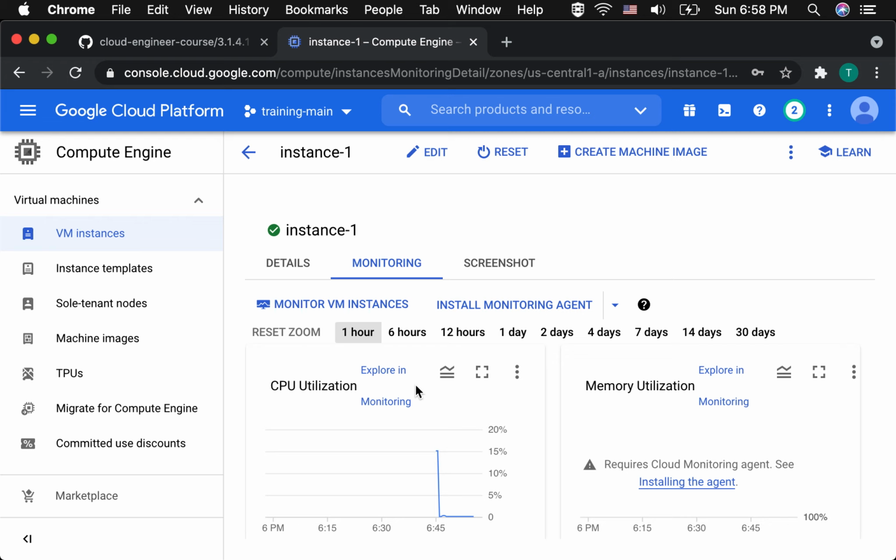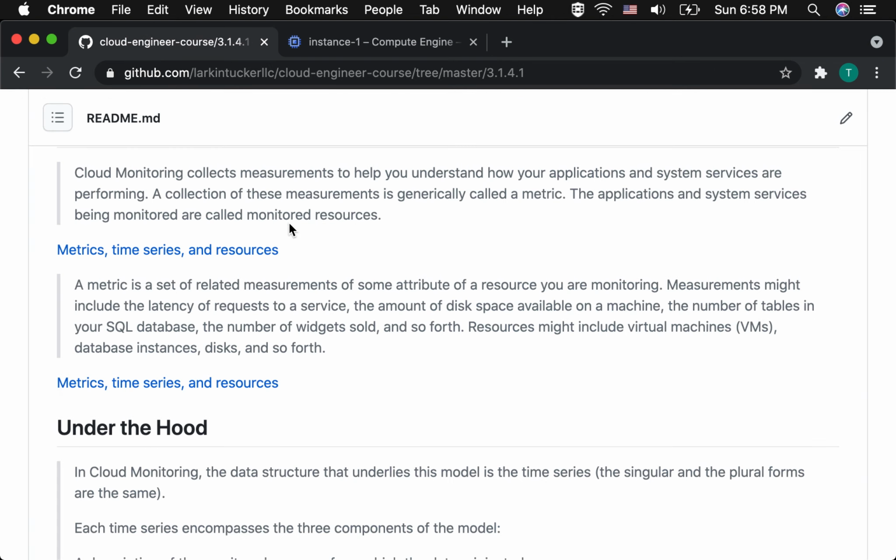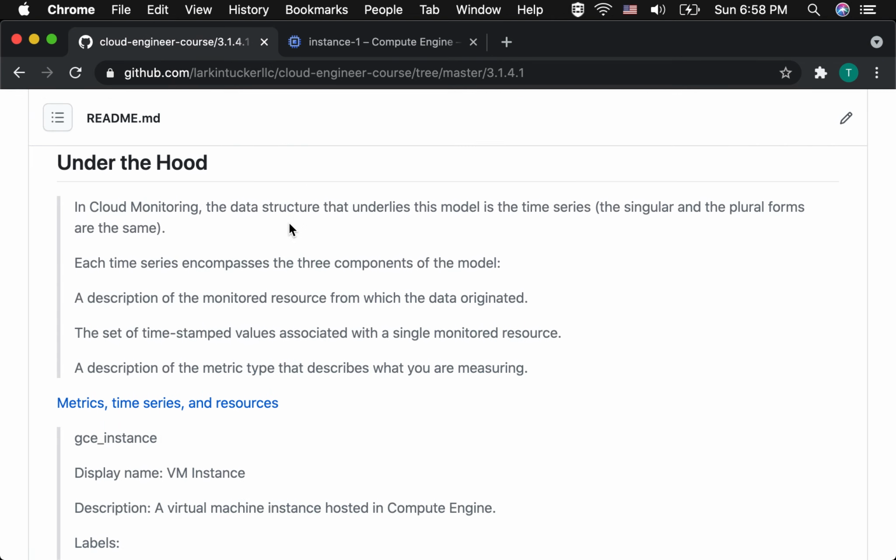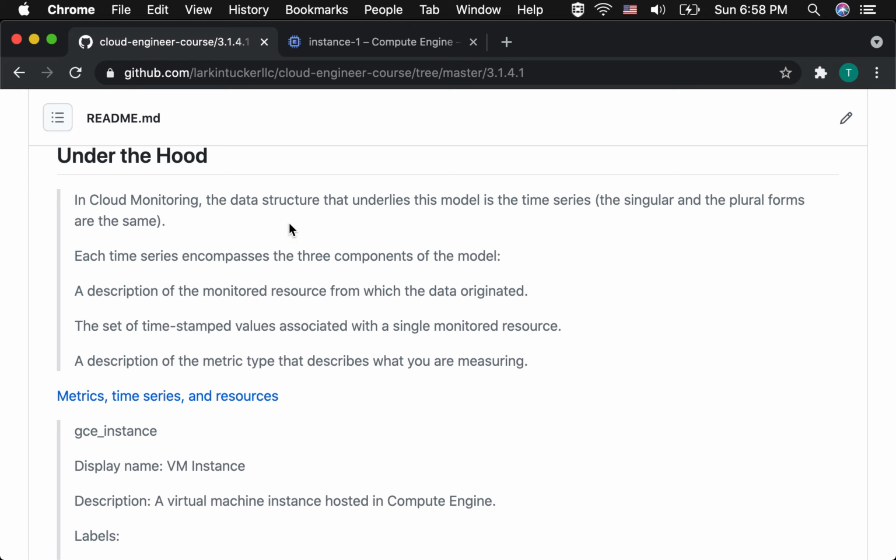Now that's sort of a high level of it. Under the hood, if we're going to really get into this, there are a couple of core concepts we need to understand. The first concept is the concept of a time series. There are essentially 3 parts to a time series. One is the resource that the time series is about. So that's what this line is. Then you have the data itself, a series of time-stamped values, right? That's essentially what makes up your chart. And the third is a description of the metric itself, okay?